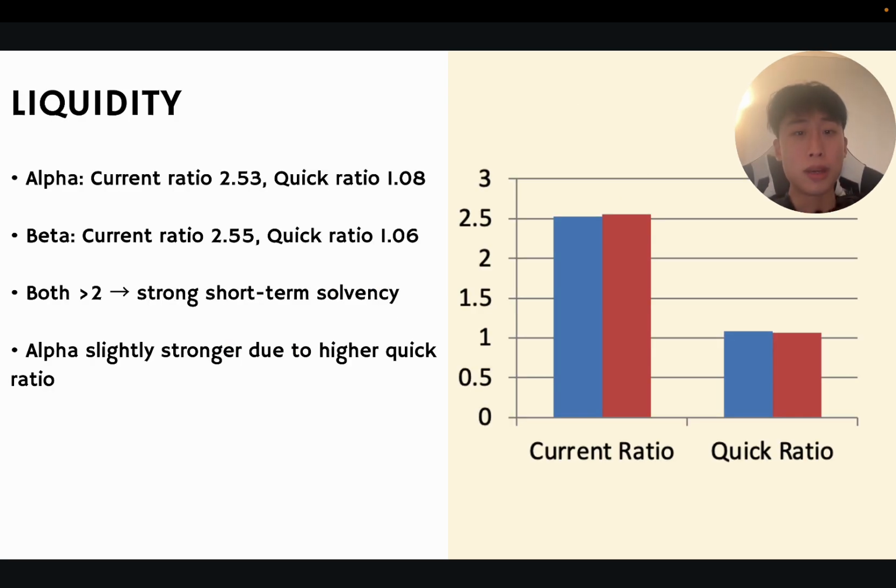First, liquidity. Both companies are in an excellent position to cover their short-term obligations, with current ratios well above the standard benchmark of 2, while their current ratios are almost identical. Alpha's slightly higher quick ratio suggests it has a marginal advantage in immediate liquidity, as it relies less on inventory to pay short-term debts.